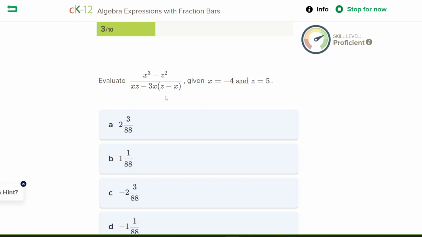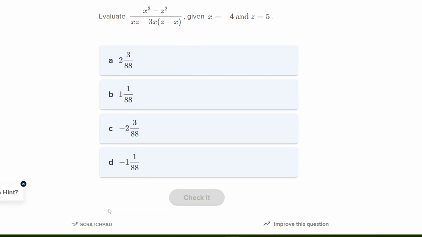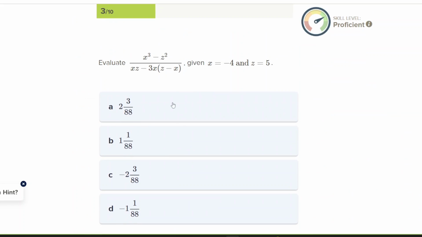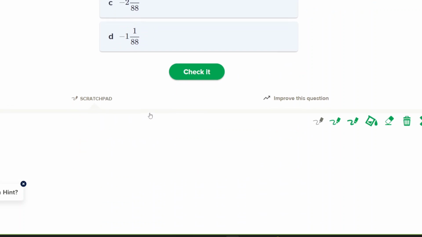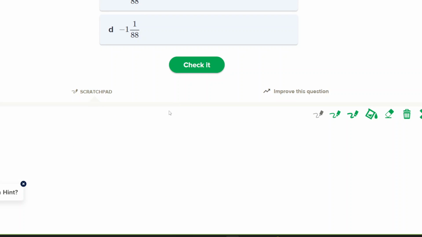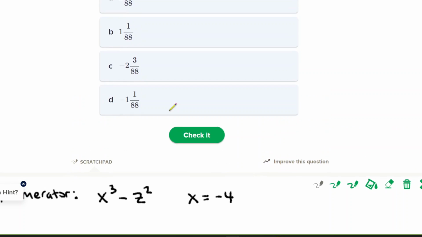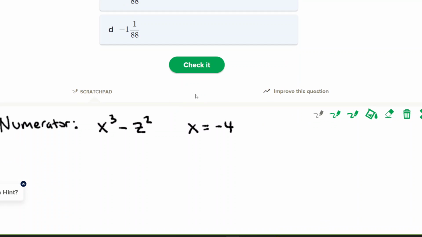All right, so I'm going to work with this one at a time. So the numerator is x cubed, x to the third power, minus z squared. This is the stuff above the fraction bar. And we have x to the third power minus z to the second power. And the value of x, they told us, was -4. And the value of z is 5. All right, so let's simplify this.